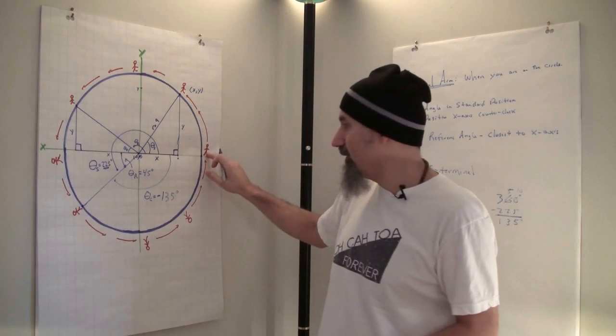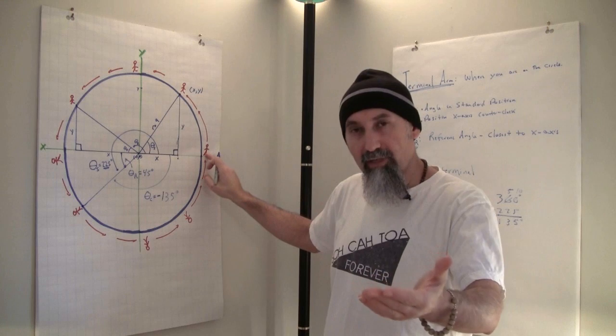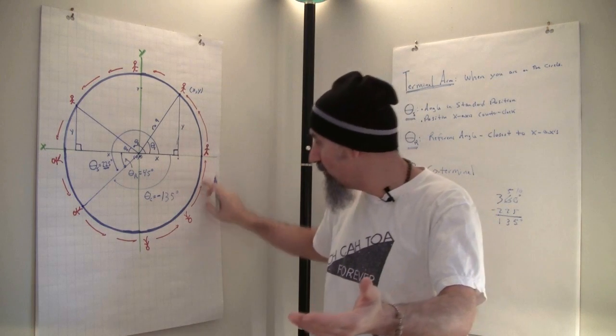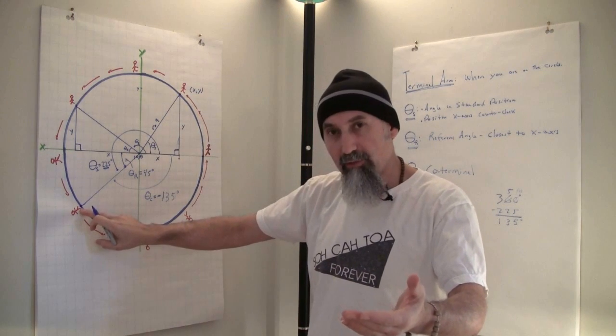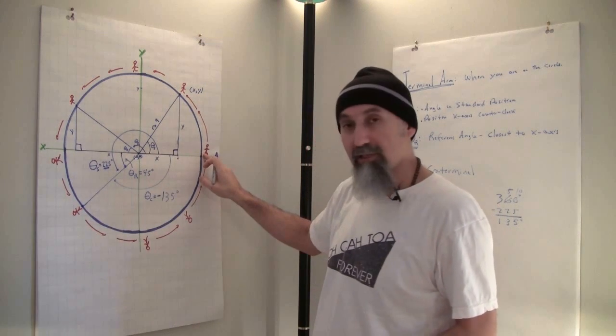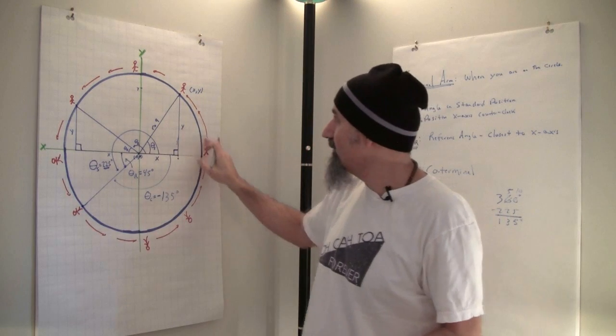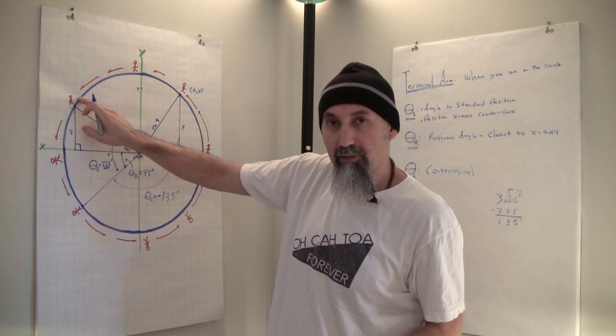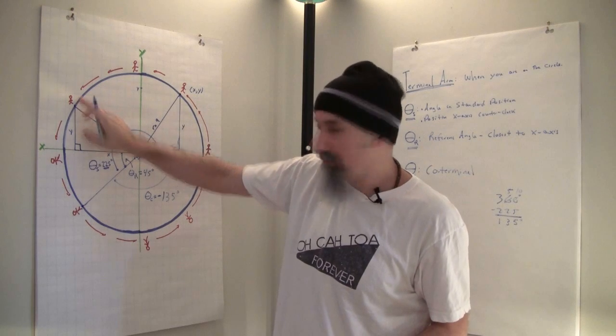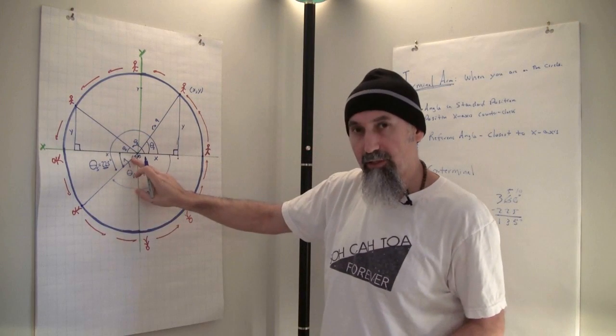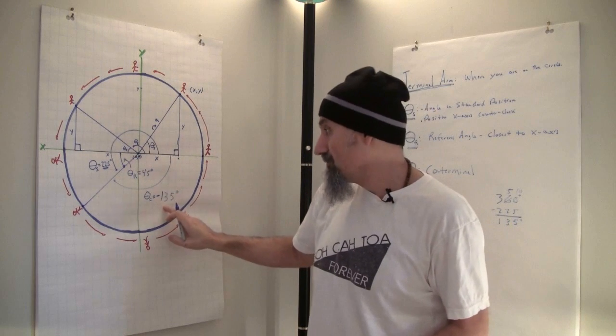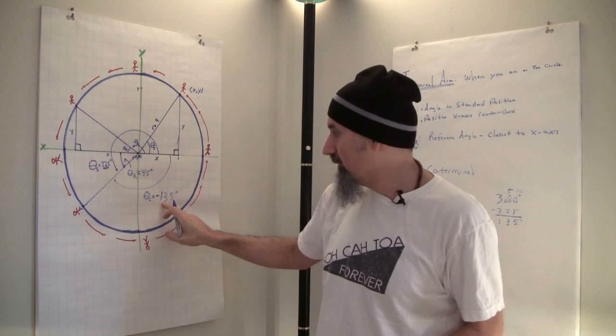So if you were standing here, if I told you to go negative 135 degrees, you would go this way, right? If I told you to go positive 135 degrees, you would probably end up somewhere here. So that would be the wrong direction. That would be the wrong arm we're trying to get to, right? So that's one coterminal angle. I could give you more.